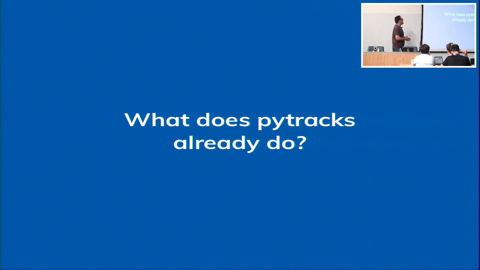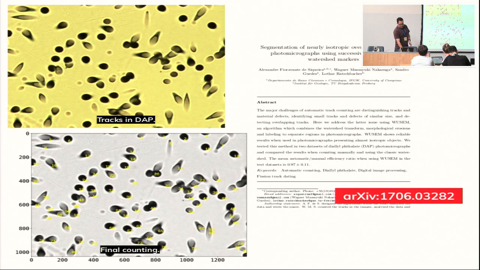Okay. So quickly, let's discuss what PyTracks already does in this field. What do we have implemented already? For example, these are the tracks that I showed. Now we have an algorithm that counts these tracks automatically. In that paper you can see a method that we developed using Watershed to separate these tracks, because this is the main problem in counting them. They're not that good yet, but we're getting there.